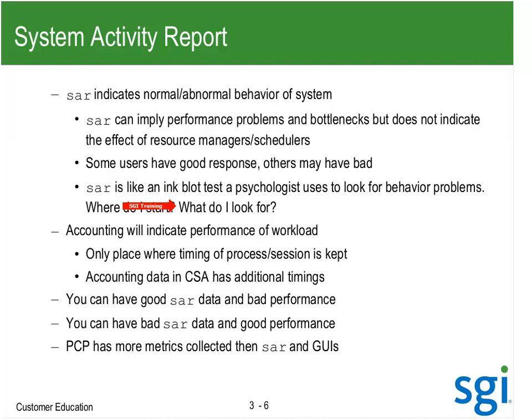But SAR does not give me quality of service. SAR is health of the system metrics. How healthy is it? Accounting is what gives me the time domain. So it's the only place where the time for a process is kept. And if I have CSA accounting, I can also track CPU weight, trim weight, swap weight, disk weight, things of that sort. So I can have good SAR data and bad performance, and bad SAR data and good performance.